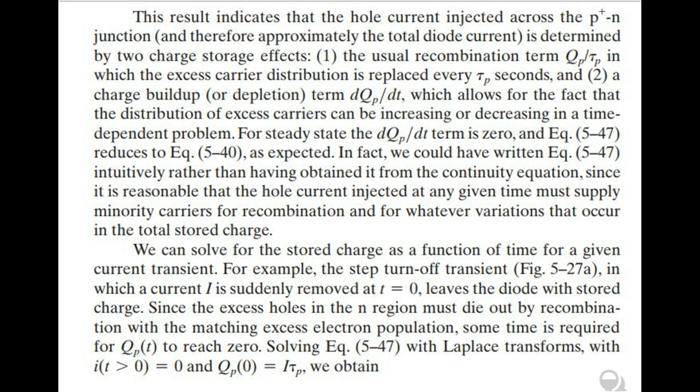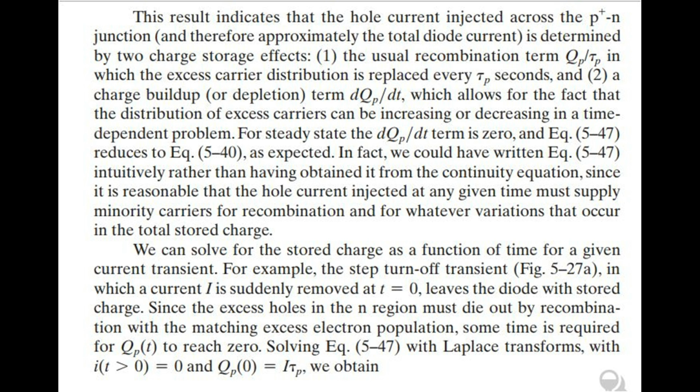Since the excess holes in the n region must die out by recombination with the matching excess electron population, some time is required for Qp(t) to reach 0. Solving EQ. 547 with Laplace transforms, with I(t>0) equals 0 and Qp(0) equal to IτP, we obtain.